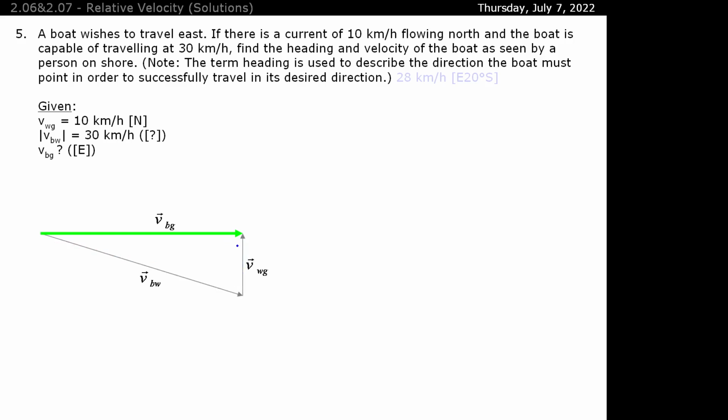There you go, all animated out. Okay, and before we move on, let's just write out the generic formula. Velocity of, what are we doing? Boat to the ground is equal to the velocity of the boat to the water plus the velocity of the water to the ground. All right, and this is the check you want to do.